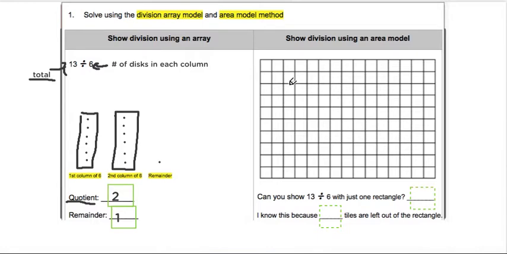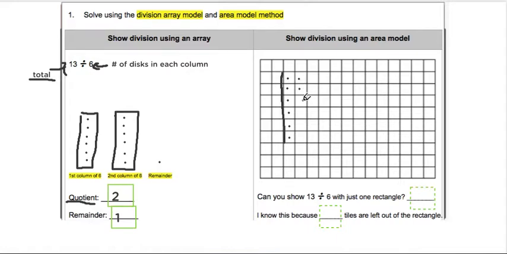Well, remember, columns go up and down. That's right, columns go up and down. So let's count one column of 6. 1, 2, 3, 4, 5, 6. And we're going to go ahead and draw part of our rectangle. How many more columns of 6 can we make? We're trying to get to our total of 13. Good, we can make one more.